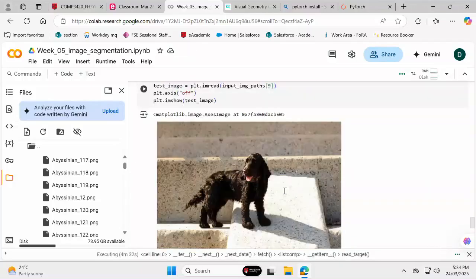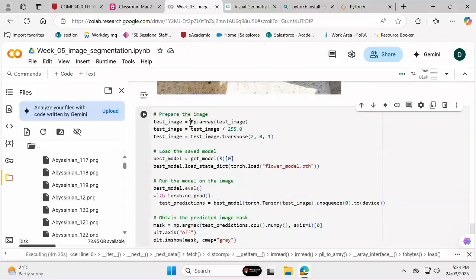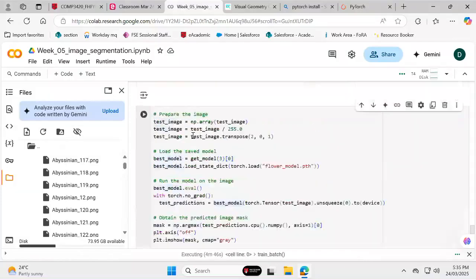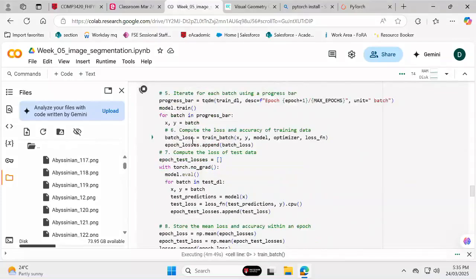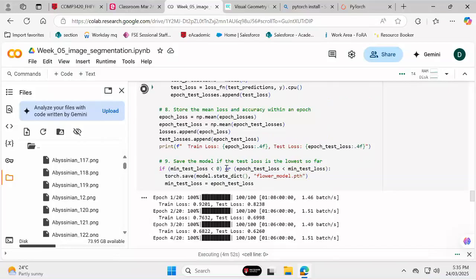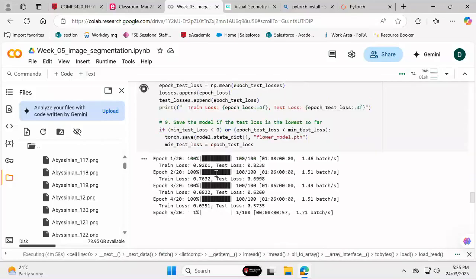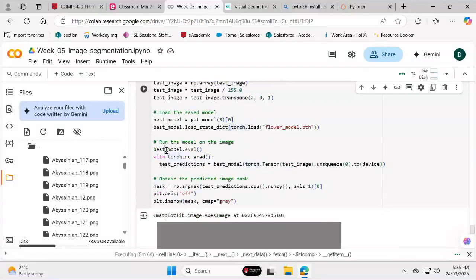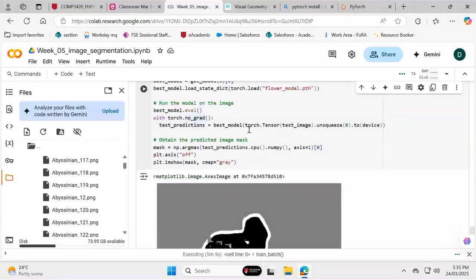So now this is the image. Let's read the image, and then scale, transpose, and make it ready to send to PyTorch. And then let's get the best model. The best model said here, right? So if the loss of the train data is the minimum so far, save the model. That's what we're doing here. So let's load the model here. And then the evaluation, no gradient, and then apply the model on the image.